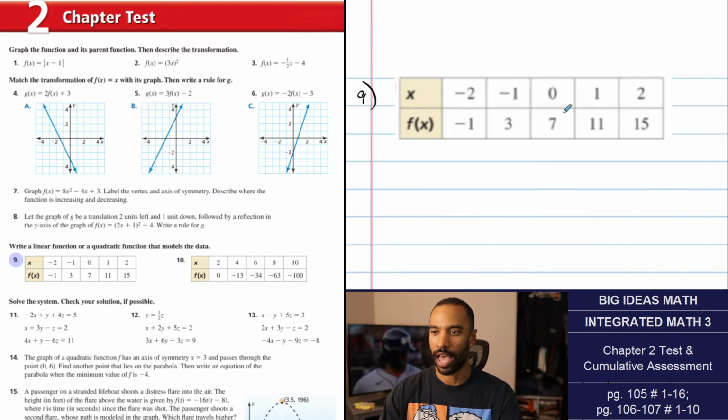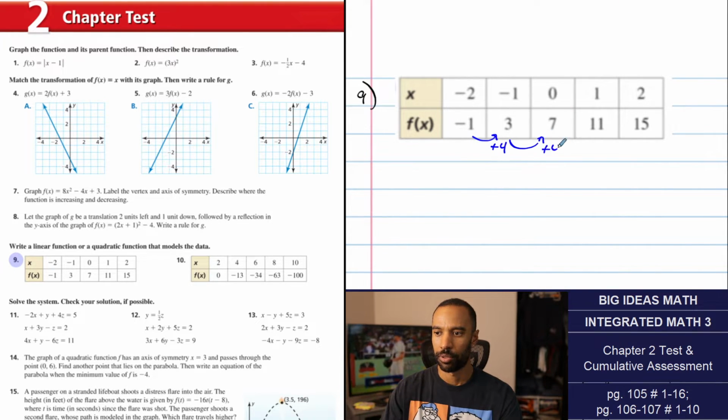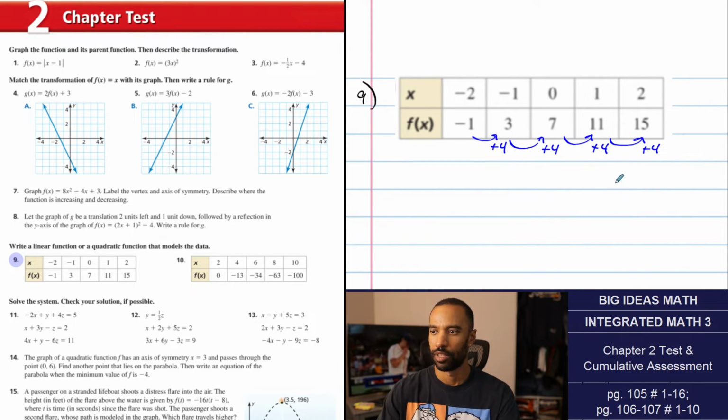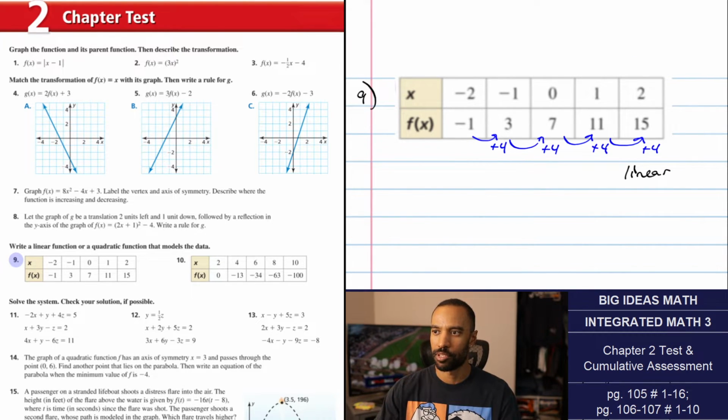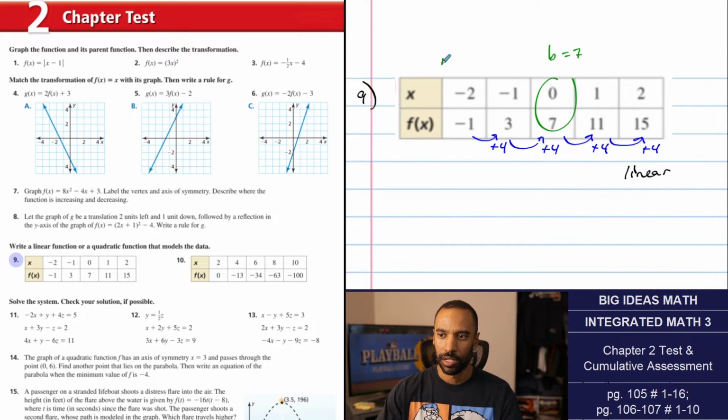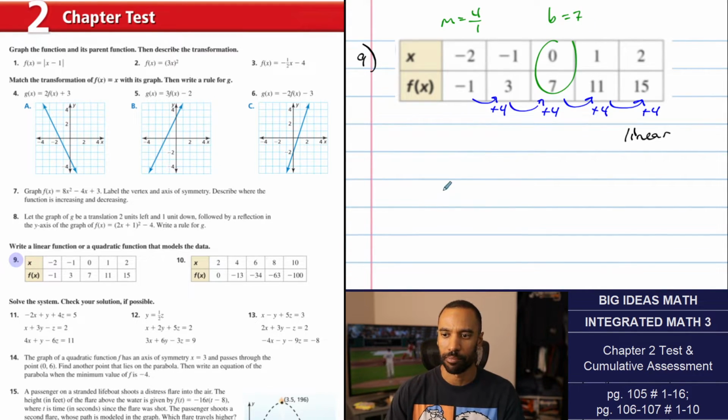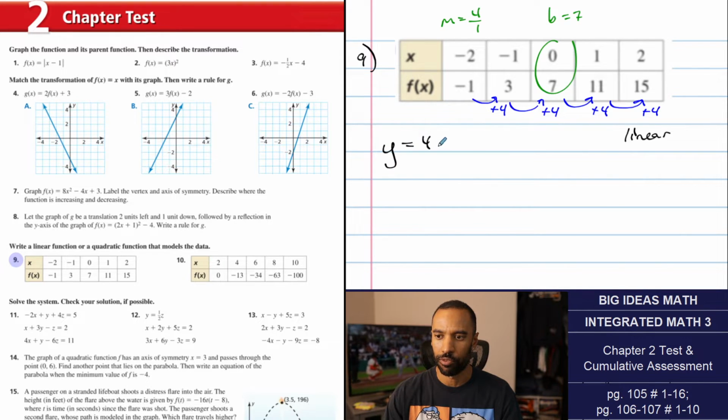Now let's take a look at how the y's compare here. This is plus 4, plus 4, plus 4. Constant first difference means this is a linear function. Because it's a linear function, we basically have to find the slope and the y-intercept. The y-intercept is the value of y when x equals 0. That's going to be 7, so b is 7. The slope is the rise over the run. We are rising 4 and running 1. So in slope-intercept form, this equation is y equals 4x plus 7. That's it.